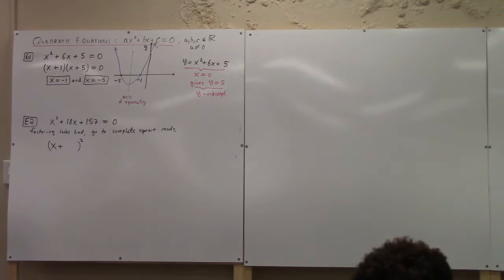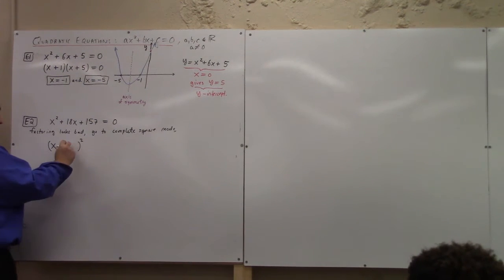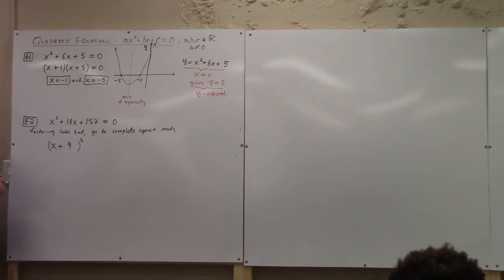What do we do? We take half of the coefficient of x, since we have a equals to 1 in this problem, right? If a was not equal to 1, we have to factor it out, all right? I'll do one of those maybe next. So this is x plus 9 quantity squared.